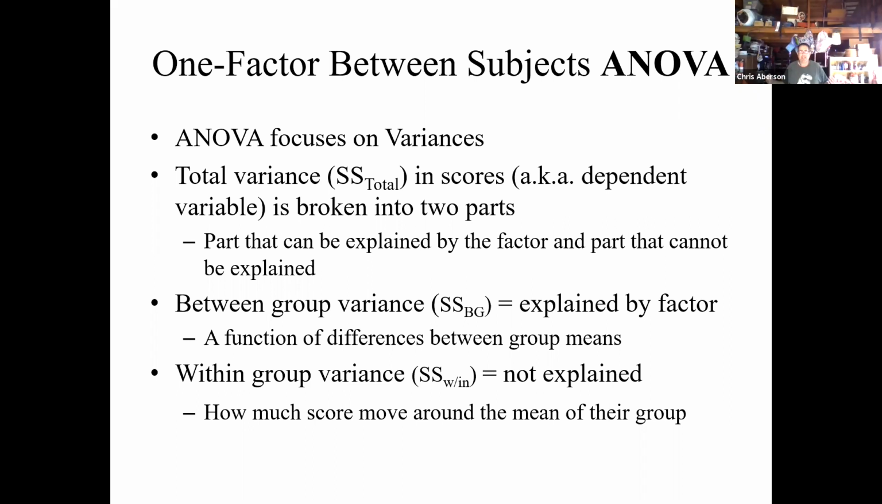What we can explain is called between group variance in this concept. It's what's explained by being in one group or another. How different the means are from one group to another is one way we can think of part of this. Within group variance is what we cannot explain. How much scores move around the mean of their group, how much the variability in scores is something we can't get at. These are the two pieces. The sums of square between is analogous to sums of square regression. Sums of square within is analogous to sums of square residual. We'll talk about that in a little more fine detail at the end of these slides.